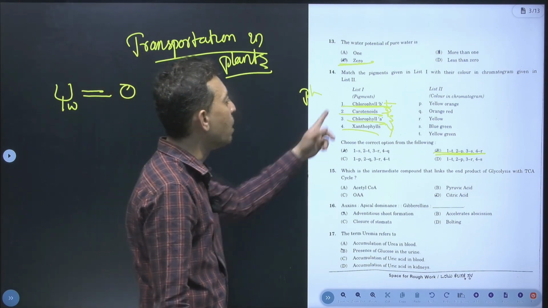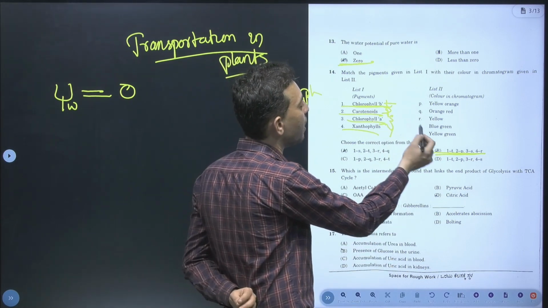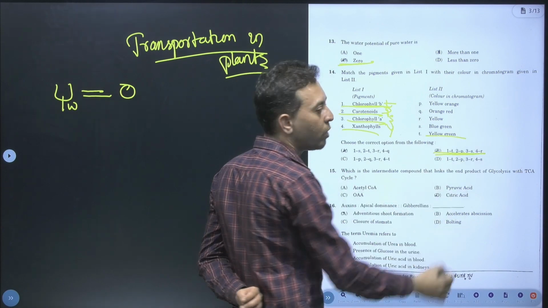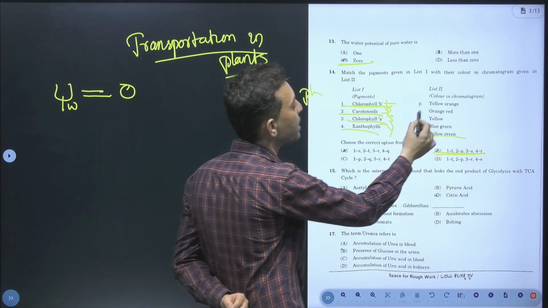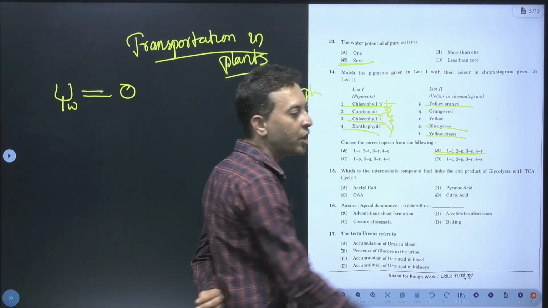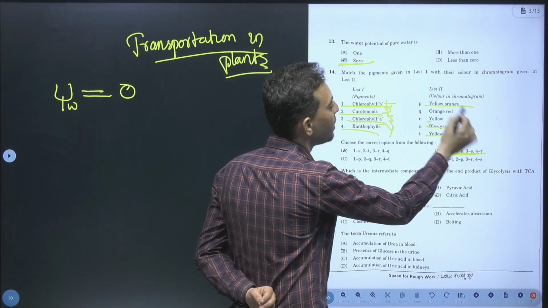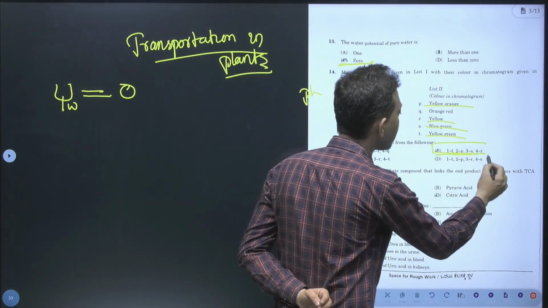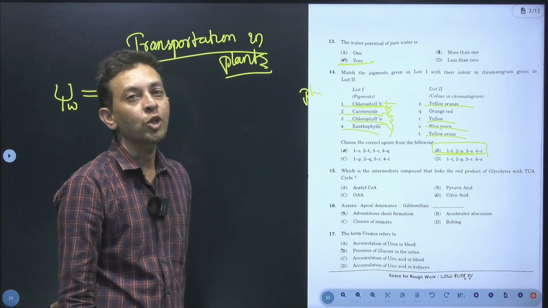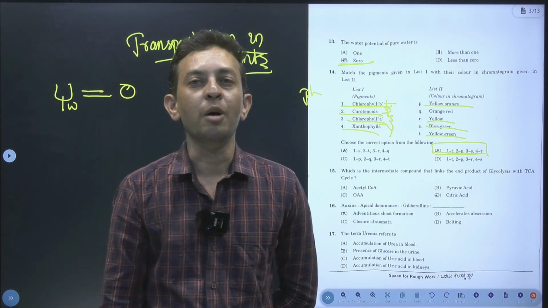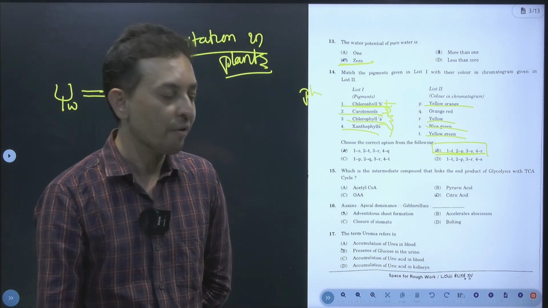What is the color of chlorophyll B? We can see chlorophyll B is yellow greenish, carotenoids are yellow orange, chlorophyll A is blue greenish, and xanthophylls are yellow in color. So the correct option for this question is option B. We all know we separate the pigments in plants by the technique known as chromatography.